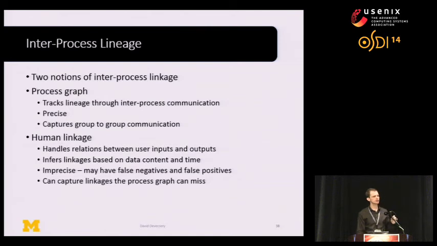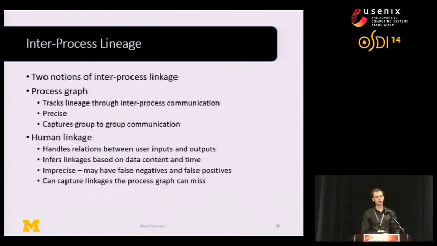If there's communication not through process groups, for example, if I'm reading my web browser and typing into Vim at the same time, and I'm typing in the data that I'm reading from the web browser, well, we might want to link that too. And Arnold for this uses human linkage, which infers linkage based on input and output data and time. Now, human linkage is, of course, imprecise. It may have false negatives or false positives. But human linkage can capture relations that the process graph might miss.